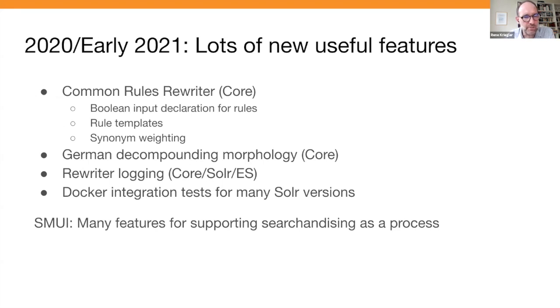Also, around the same time, we saw a lot of new useful features, I think. So the common rules rewriter, the one with all those merchandising rules, got a lot of extensions. So now you can use Boolean expressions to specify your matching criteria for the input that triggers the rule. You can create rule templates, can weight synonyms. So a lot of new stuff.